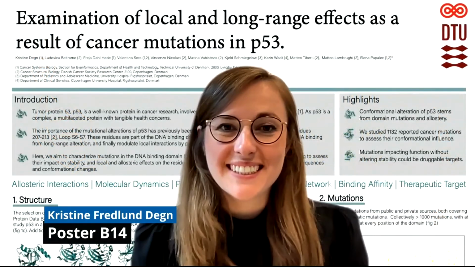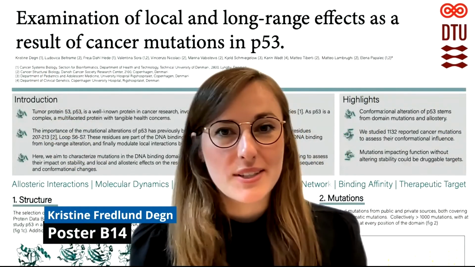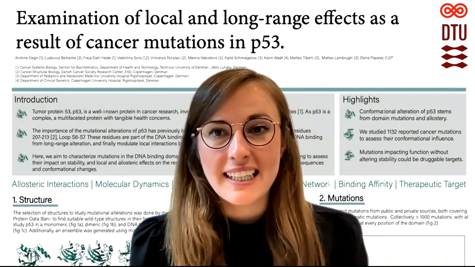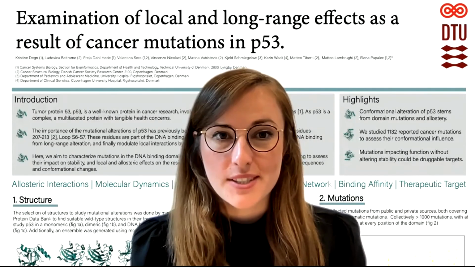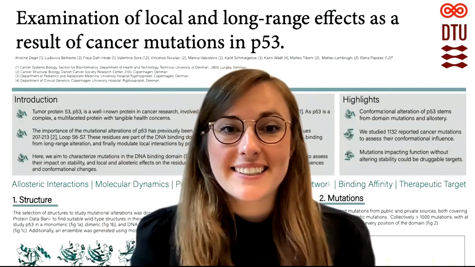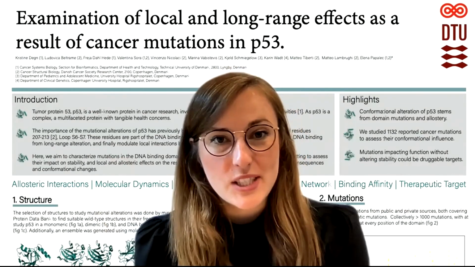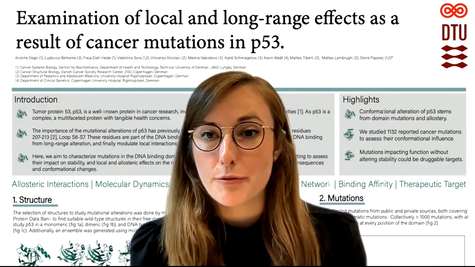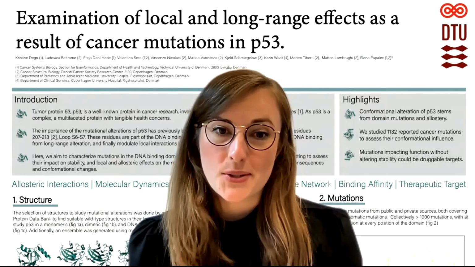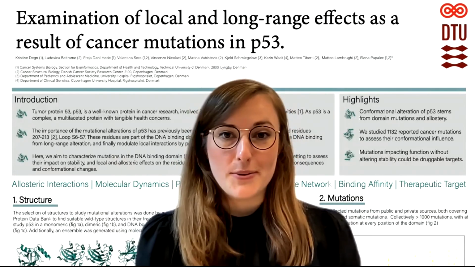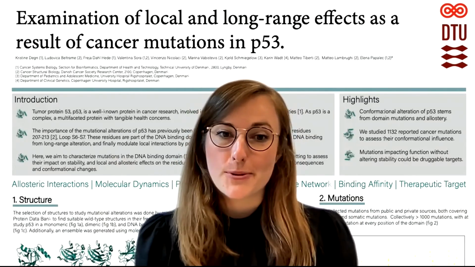Hello, my name is Christine, and I'm a PhD student under Associate Professor Elena Papaleo at the Technical University of Denmark and the Danish Cancer Society Research Center. And today I brought this poster. The poster describes some of our research by illustrating a workflow for studying the impact of mutations in protein structures in silico. For this purpose, we have worked with the known cancer mutations of tumor protein 53.